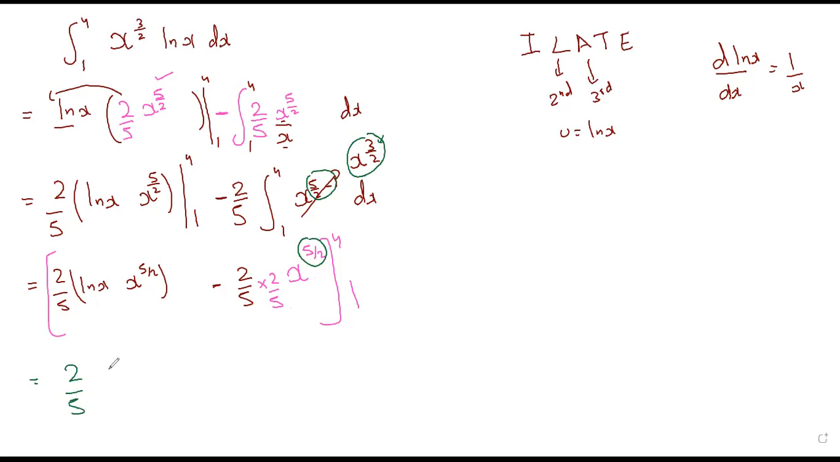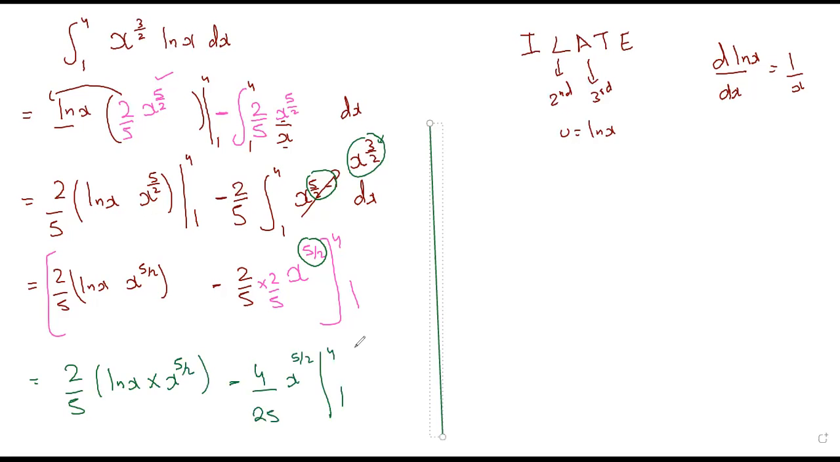Okay, so now let's do another step to simplify things. 2 by 5 ln x multiplied by x to the 5 by 2 minus 4 by 25 x to the 5 by 2, between 4 and 1. Now what do I do, Ranjani? I need to find the value of this expression. Substitute 4 and 1 into the equation.